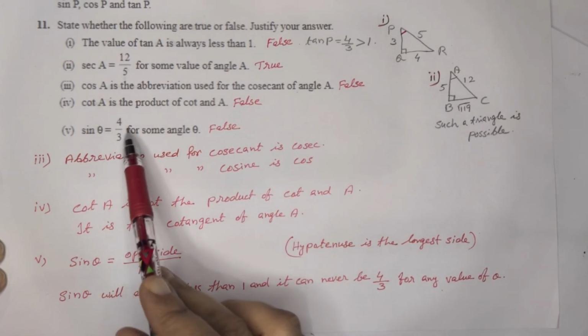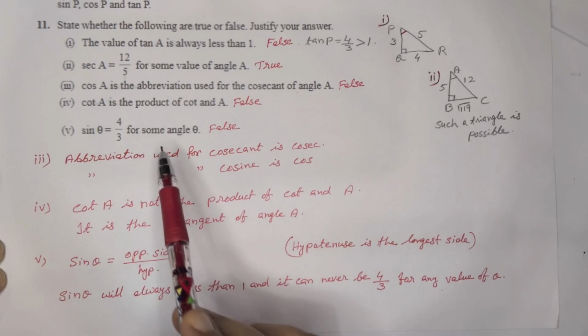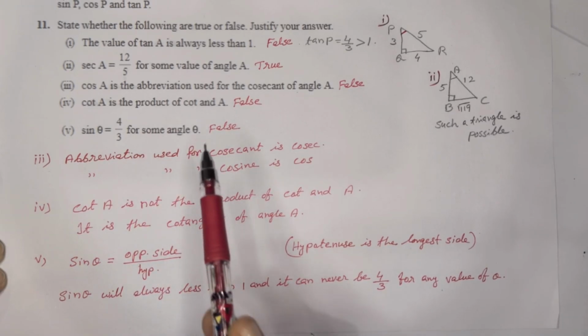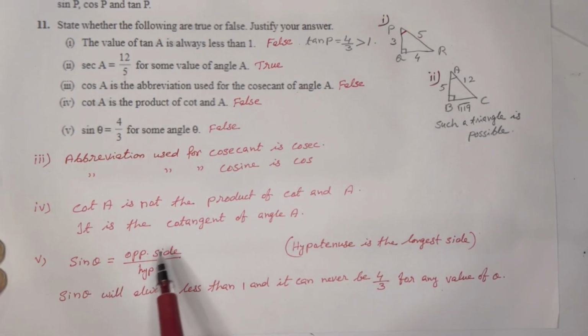Fifth one, sin theta is equal to 4 by 3 for some angle theta. Sin theta means opposite side by hypotenuse. We know that hypotenuse is the longest side in the right angle triangle. So opposite side by hypotenuse will always be less than 1. So it can never be 4 by 3 for any value of angle theta. That's why that statement is wrong.